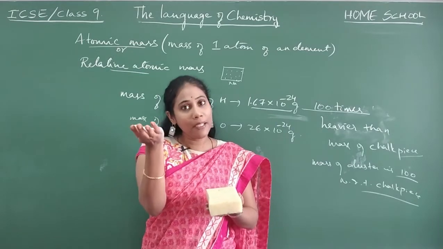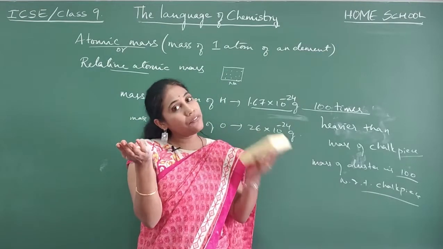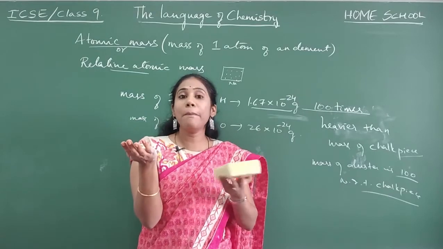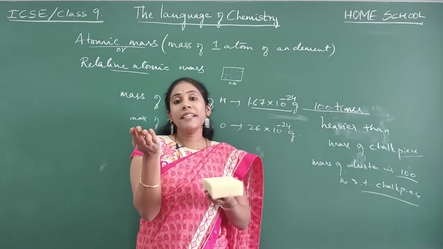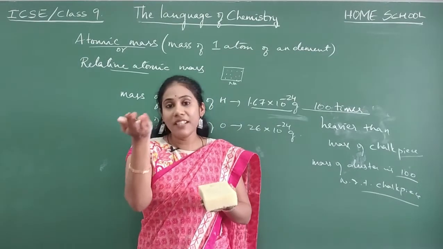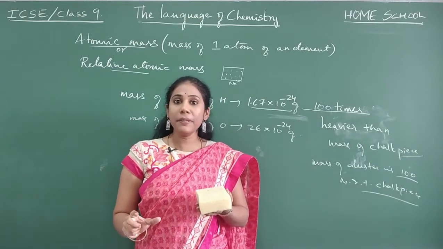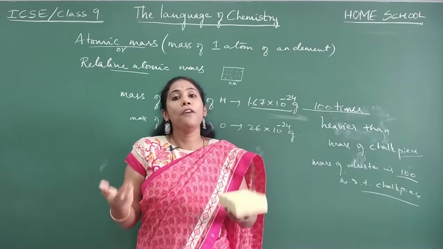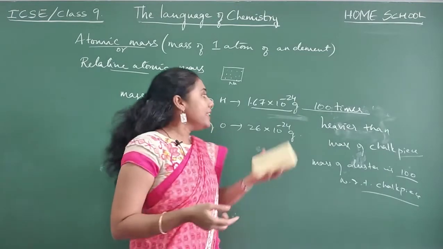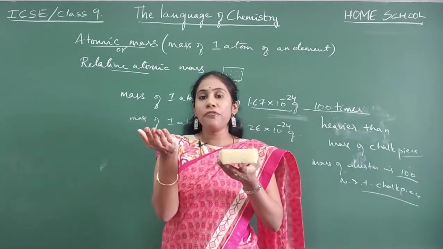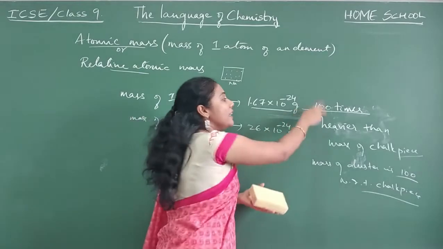They kept one element as a standard, and they compared the masses of every other element. They compared the masses of one atom of every other element, and how many times heavier than the reference element. That was the atomic mass they took. Clear, everybody? So this type of mass we will call relative atomic mass. Here I cannot say the mass of the duster. I have to say the relative mass of a duster is 100.